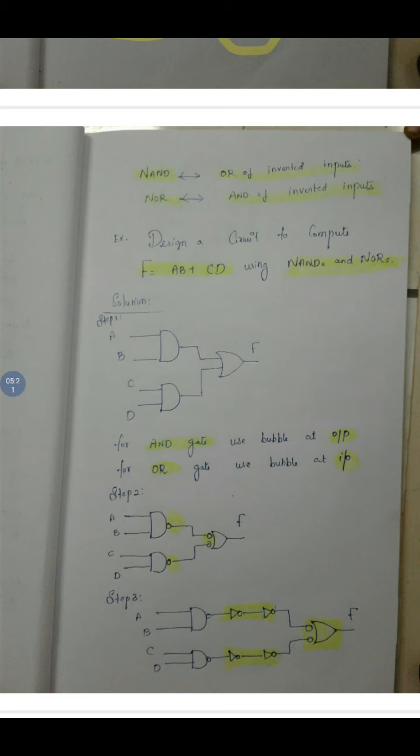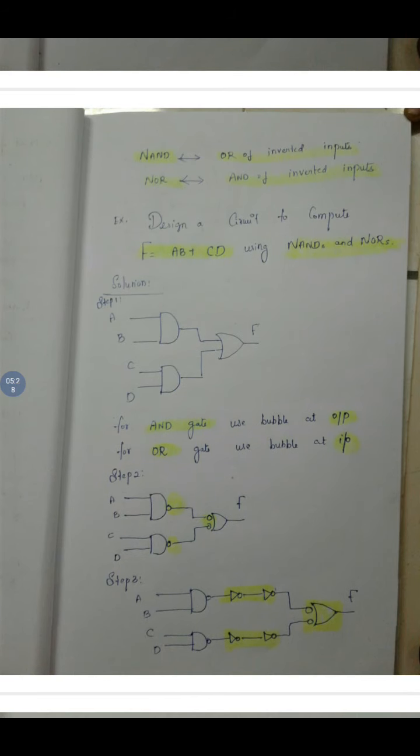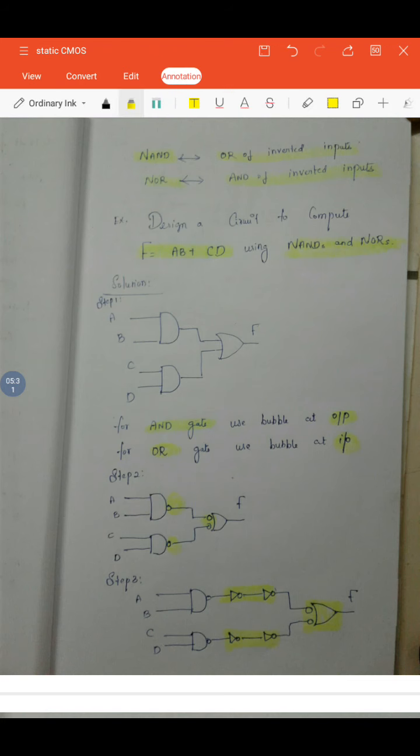Okay, so for that you first have to understand one thing. Whenever you find an AND function in the logical circuit, we have to use the bubble at the output side. So for an AND gate you have to put the bubble at the output side. And if you find an OR gate in the circuit, you have to put the bubble at the input side of the OR gate. So remember these two things.